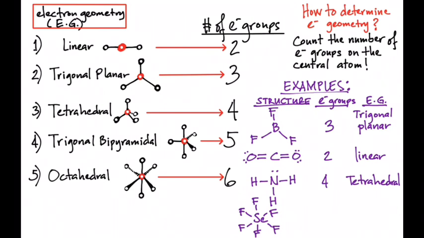And the last example here is selenium hexafluoride. So when you draw the Lewis dot structure, it looks something like this, where selenium is the central atom, and it has a total of 6 electron groups. 1, 2, 3, 4, 5, 6. And because it has 6 electron groups, selenium hexafluoride has octahedral electron geometry.